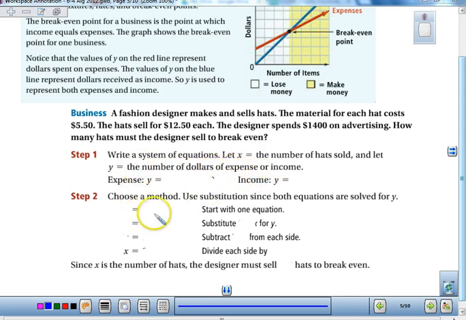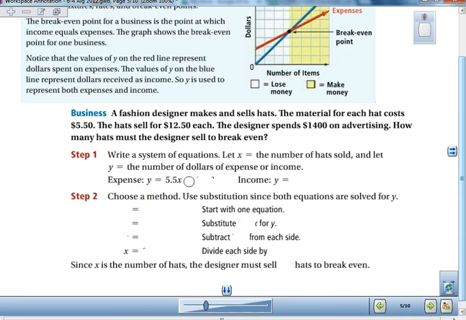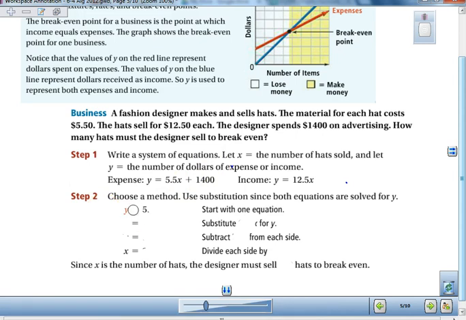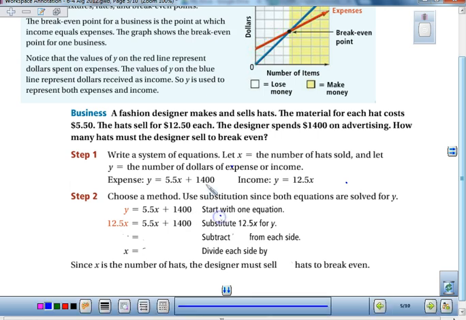So for our expense, we are looking at y equals 5.5x plus the $1,400 that we spent on advertising. Our income is going to be 12.5x. So in this case, if we are going to solve these, since they're both y equals, we could graph, but again, that's not very precise. So the best way to solve this one is substituting, setting the two y's equal to each other. So y equals y.